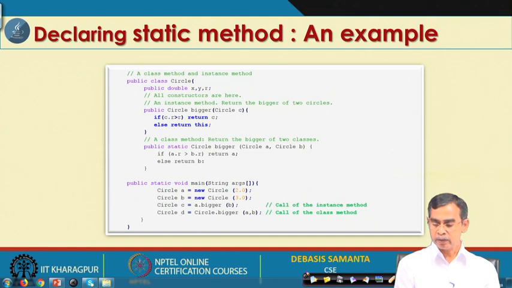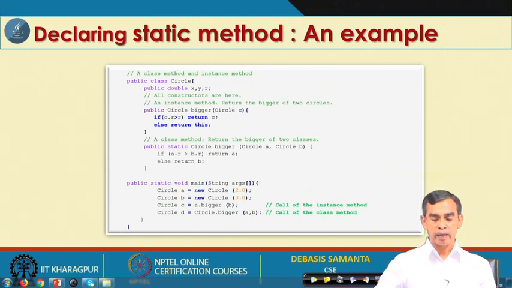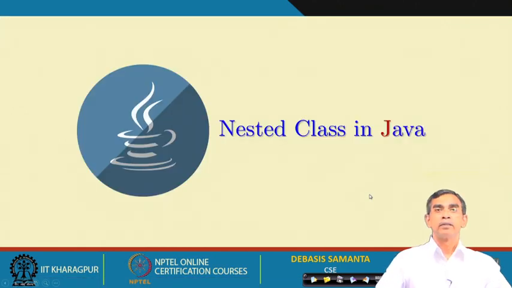So, this is the idea about the static method, and so we have discussed the static scope rule, and then the class variable and instance variable, the class method and instance method. Now, we will discuss the nested class in a Java program.